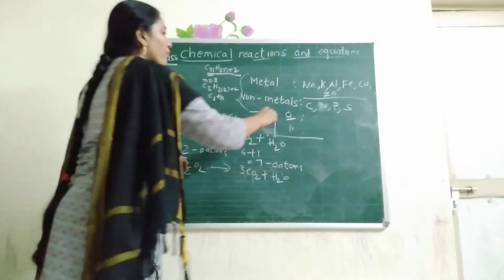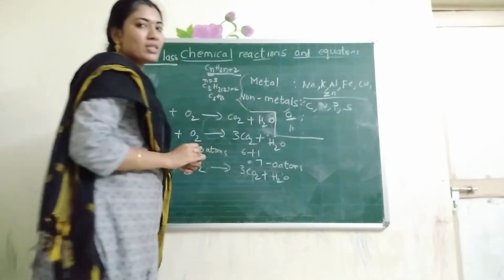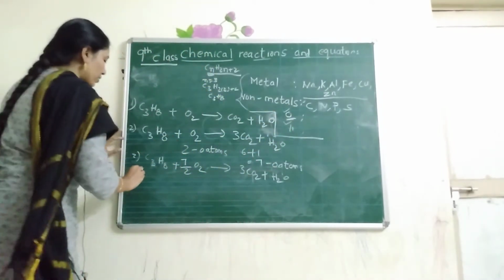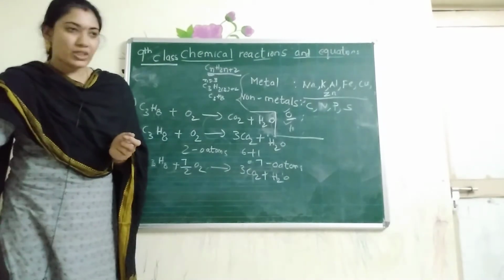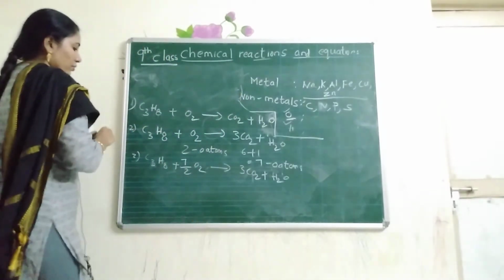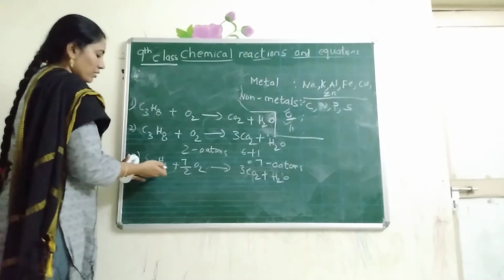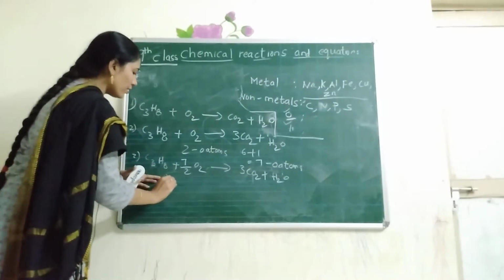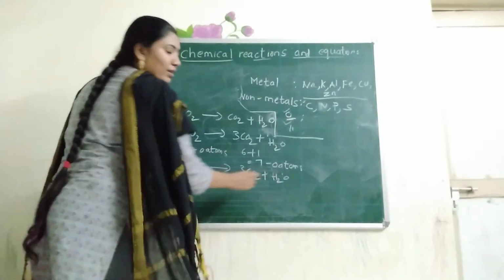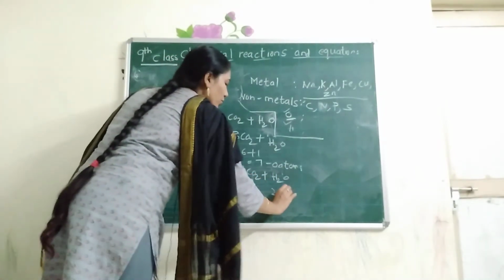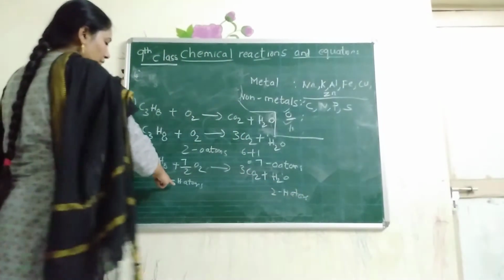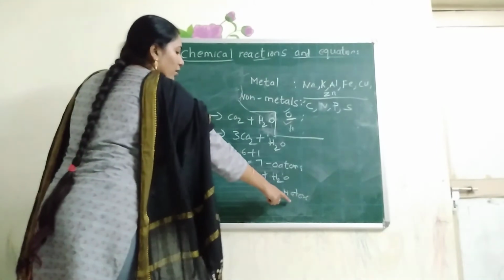Then what do we have to do? We balanced the carbon atoms and we balanced the oxygen atoms. Now next we have to balance the hydrogens. The fourth step is to balance the hydrogens. How many hydrogens are there here? 8 hydrogen atoms are there. On the right hand side, how many hydrogen atoms are there? 2 hydrogen atoms. Now we have to balance this. There are 8 hydrogens and these are 2 hydrogens.